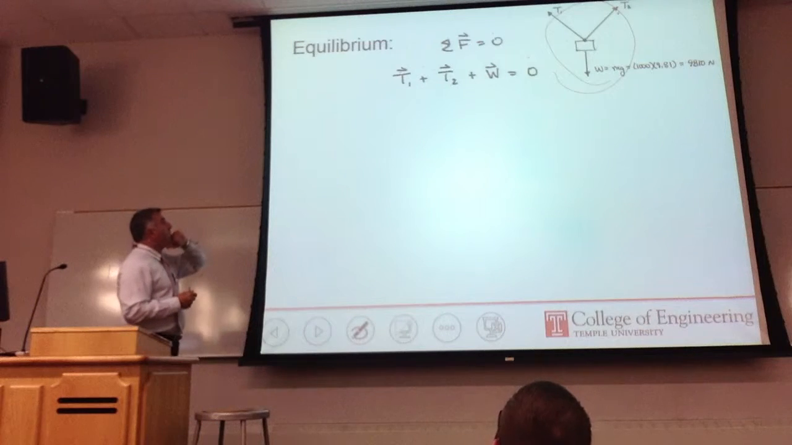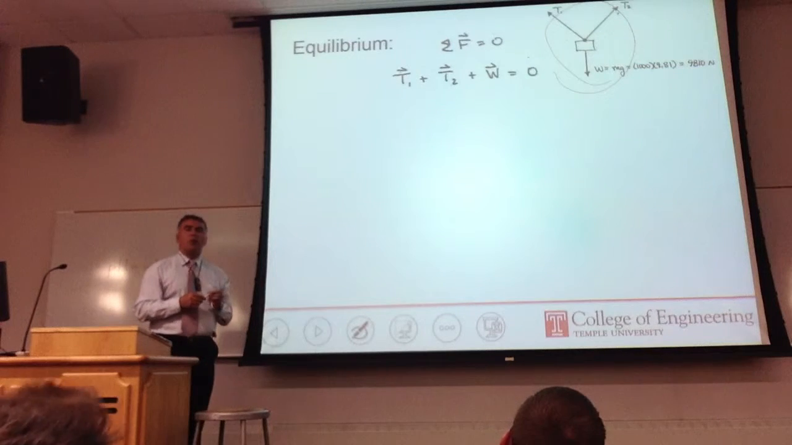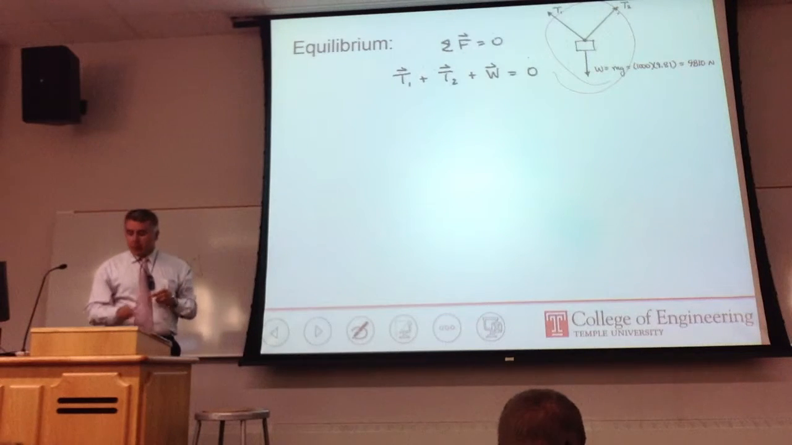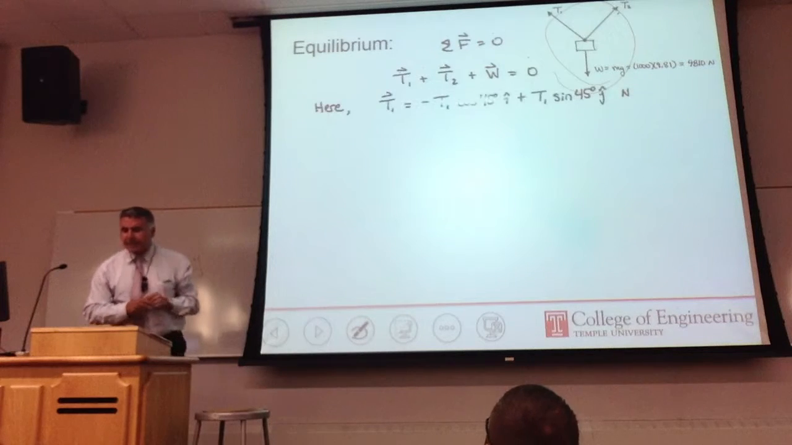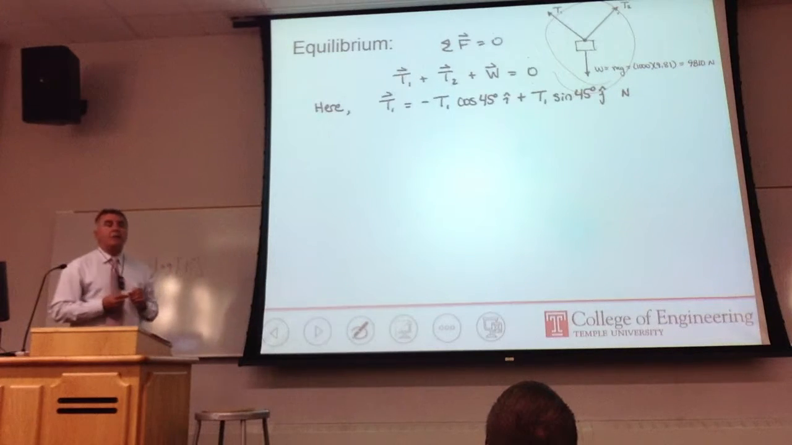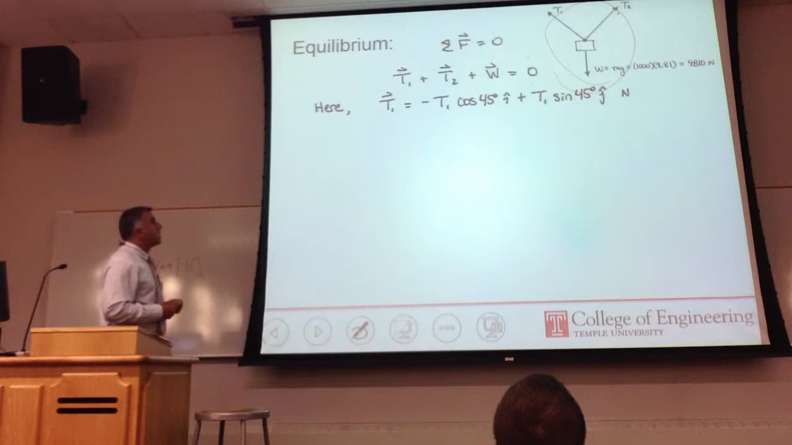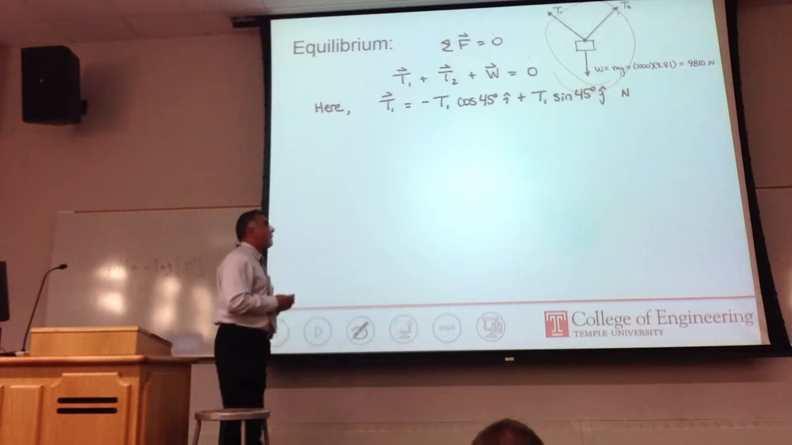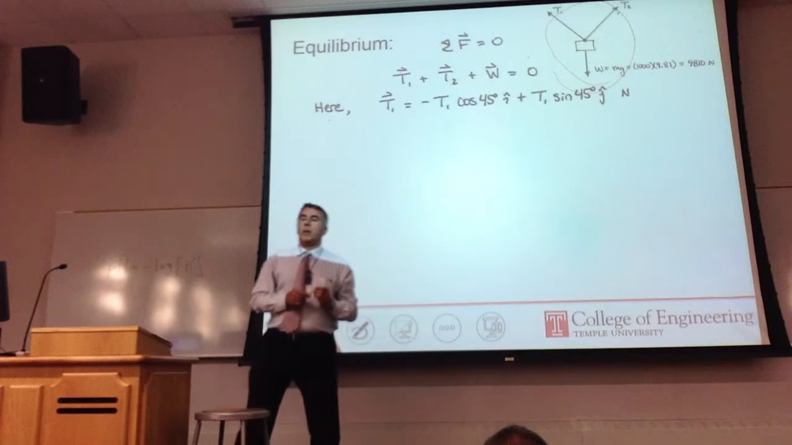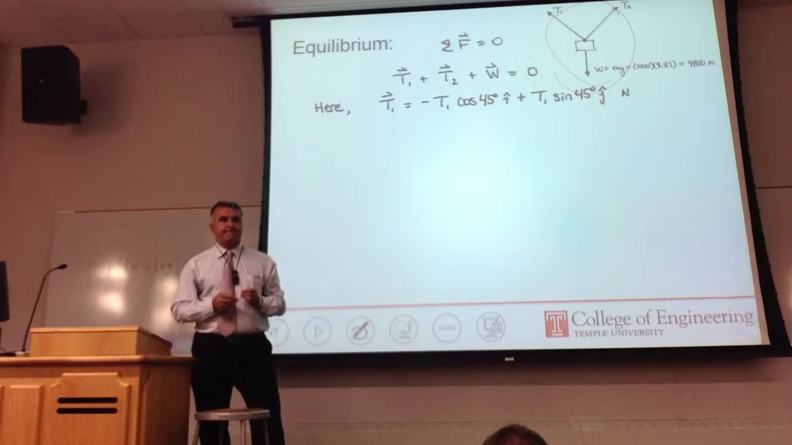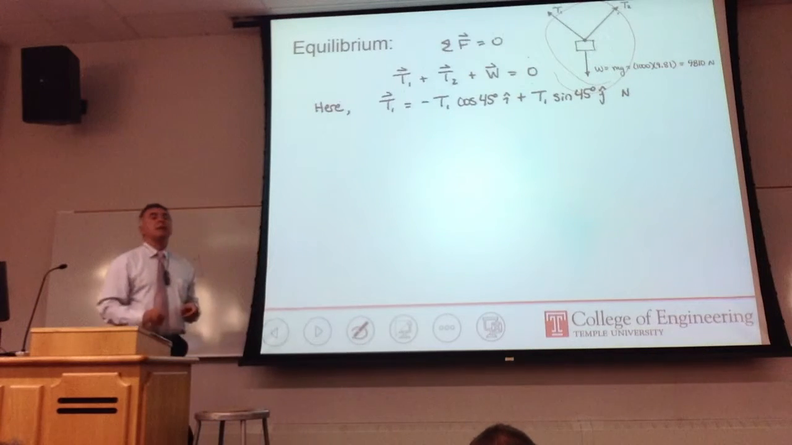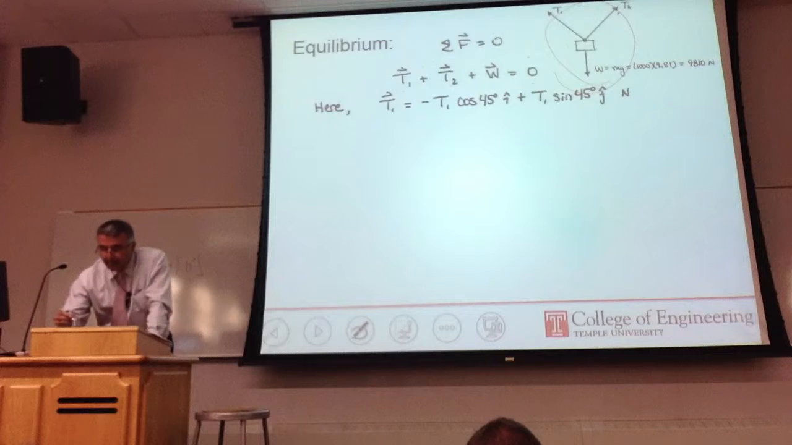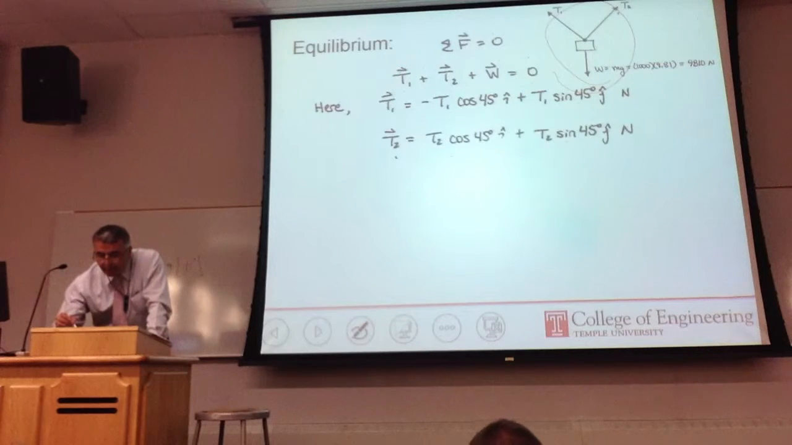So to put it in this format, we are saying that the summation of all the vectors has to be 0. So what we need to do is replace for the values of each of these vectors. In this case, T1 bar is equal to minus T1 cos 45 degrees I plus T1 sine 45 degrees J bar. Where did I get that from? Yes, the negative comes from the general direction of T1.